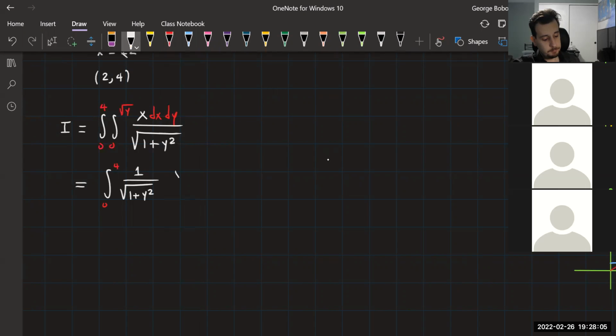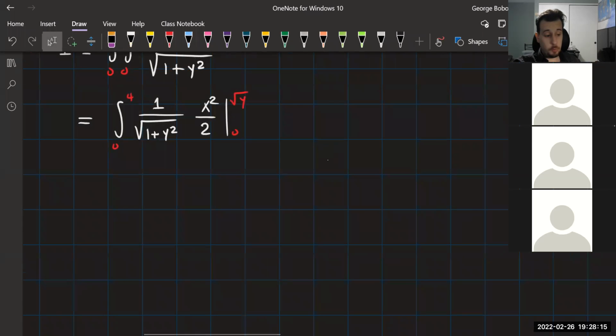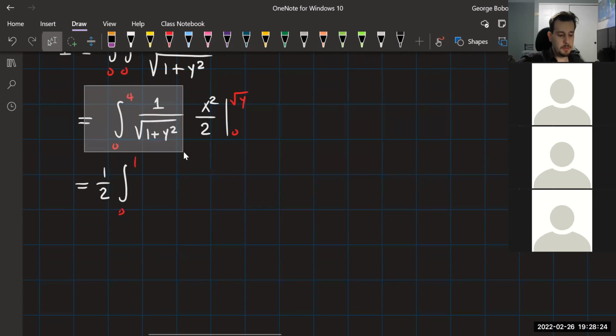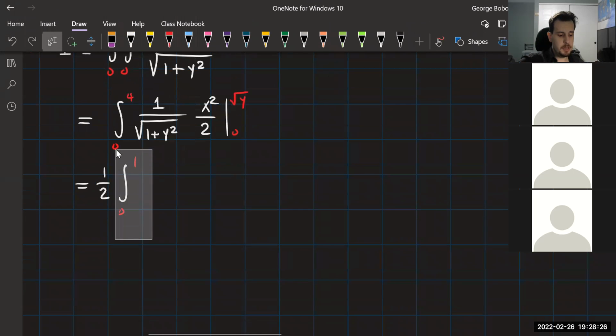What I want from you is just to tell me what this will yield really quickly. X squared over 2. And remember, we're evaluating this from 0 to root y. Okay. So you can see what will happen. We'll pull outside 1/2. The rest of it here stays the same, right? Maybe I should just copy this because it's going to be the same here.